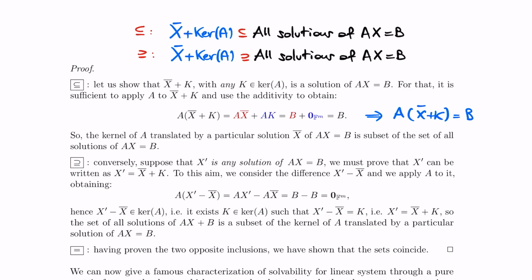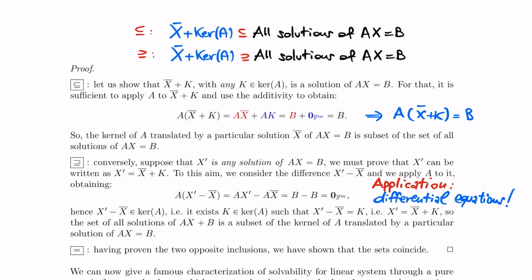And this leads exactly to what we want, because we can say that x prime, any solution of Ax equals b, can be written as a particular solution of Ax equals b plus a vector that belongs to the kernel of A.